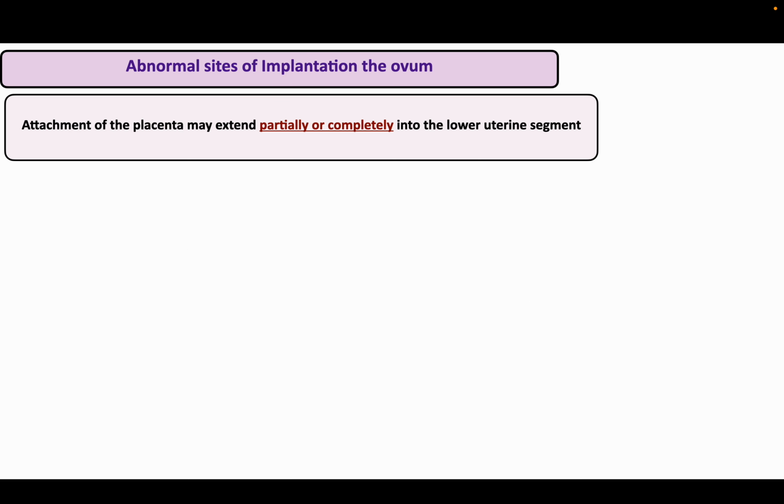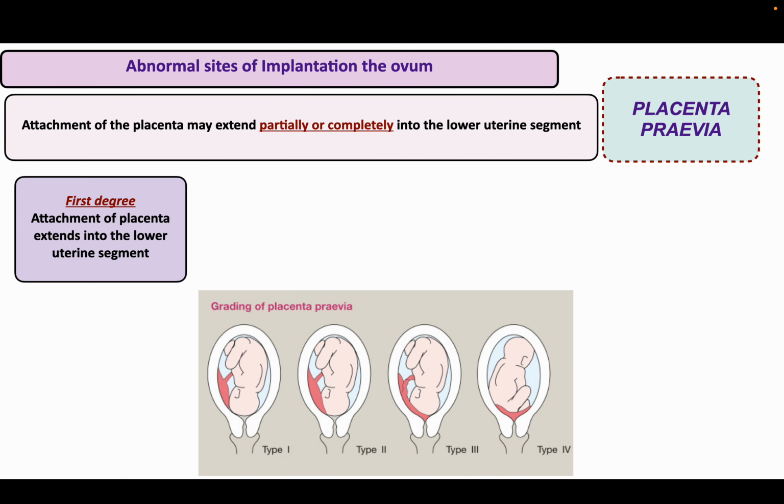Now normal sites of implantation of the ovum. Attachment of the placenta may extend partially or completely into the lower uterine segment, and we call it placenta previa. Now placenta previa has various degrees. In first degree, attachment of the placenta extends into the lower uterine segment. The normal position of the placenta is in the upper uterine segment, but if it is lying in the lower uterine segment, we call it placenta previa.